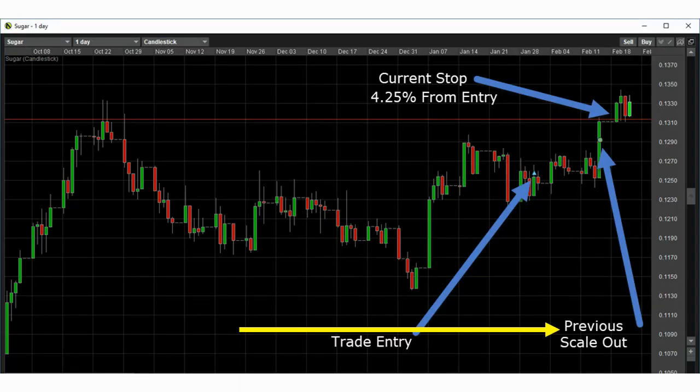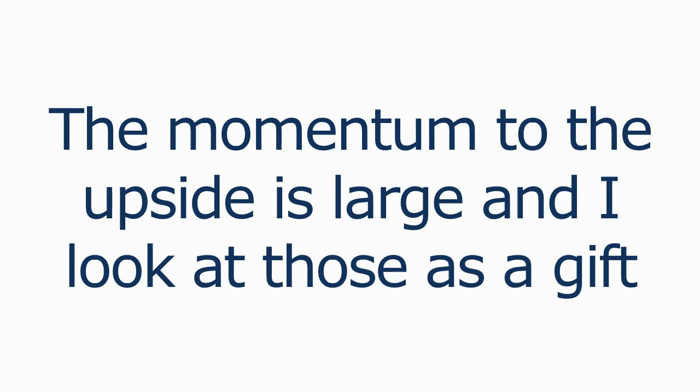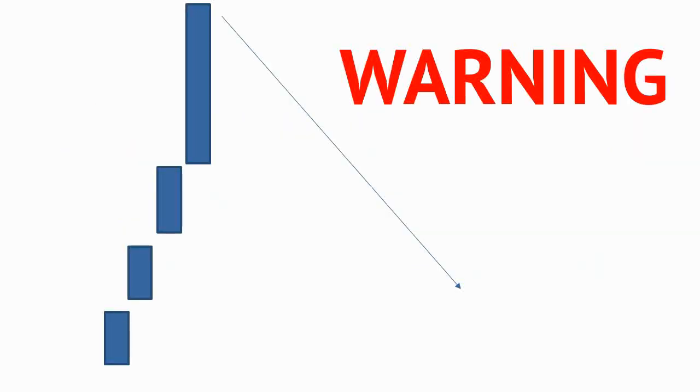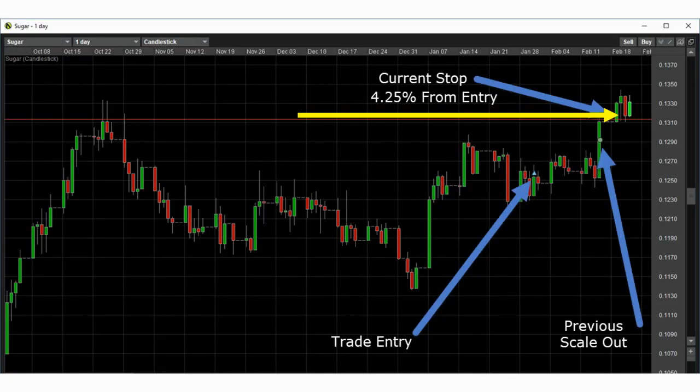So the momentum candle not only gives me profit, but it adds another important aspect to this trade. The momentum to the upside is large, and I look at those kind of moves as a gift. When momentum comes into the market, especially momentum that has not been seen for a bit, it's often wise to put the stop inside of the thrust around about the 50% mark of the candle. Large moves can often result in mean reversion, and it really makes no sense to go and give back all of those gains.